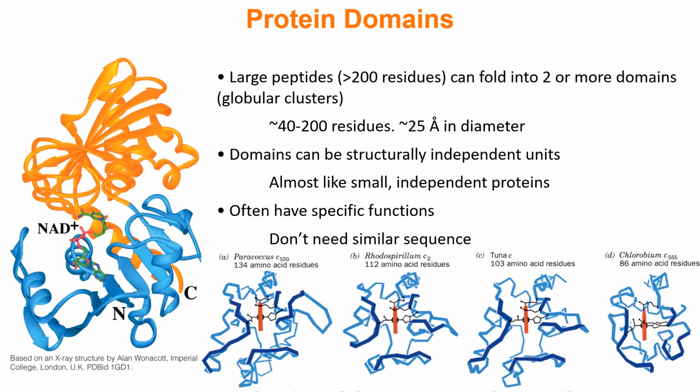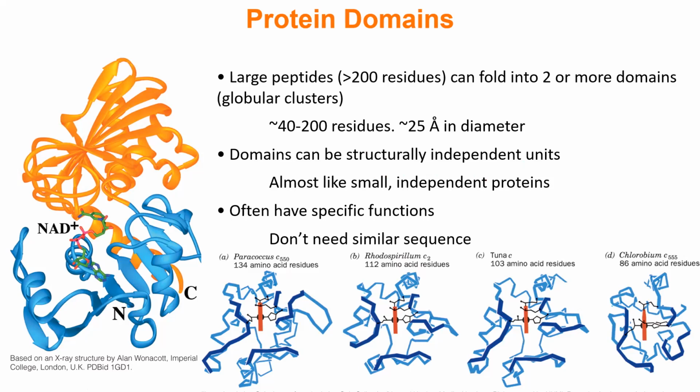So let's get back to this idea of domains. We talked about this already, but as a reminder, a domain is a part of the protein that has usually a specific function. So here we're looking at a protein with two domains. We have an orange colored domain and we have a blue colored domain. And it looks like the blue colored domain is interacting with NAD. So this domain might just be specifically made to interact with NAD and NADH.